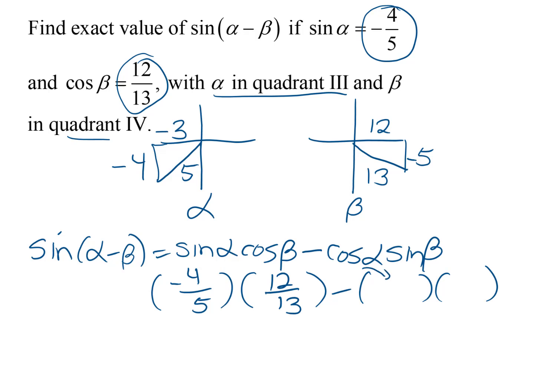Now going to the next part, I need cosine alpha. Looking at the alpha triangle, adjacent is -3, hypotenuse is 5, and then I need sine beta from the beta triangle. Opposite is -5 over hypotenuse is 13. So when I multiply those, I got a -48 for the first two and a 15 for the second two, but I got a minus between them, so it's going to be -48 minus 15, and we'll put that down below here. It's going to be -63, and the denominator, 5 times 13, is going to be 65.